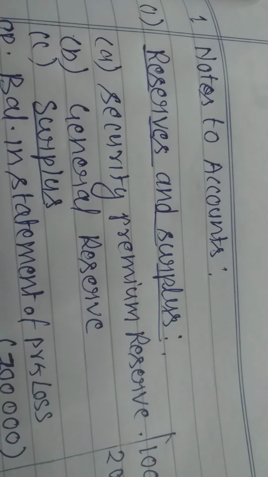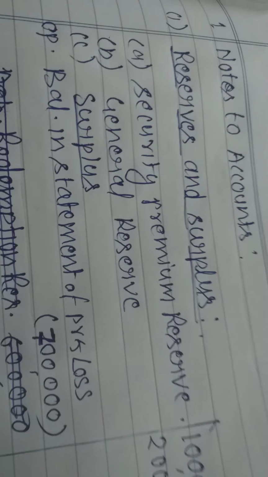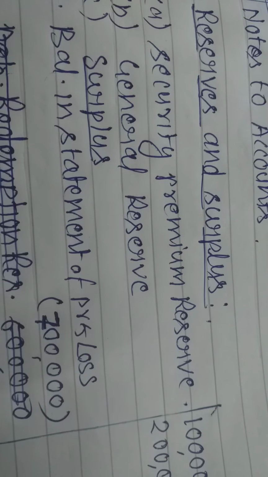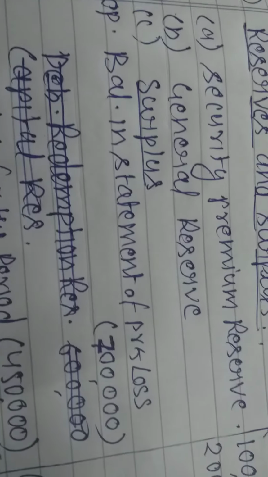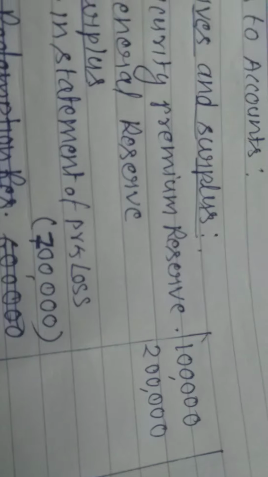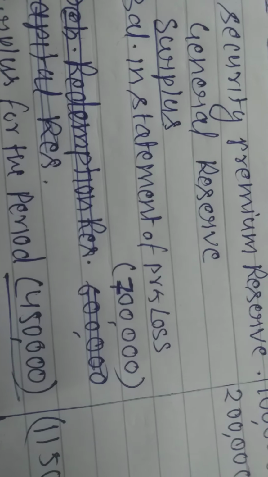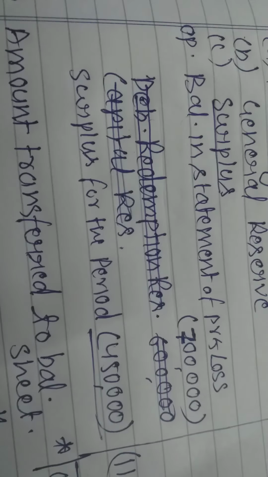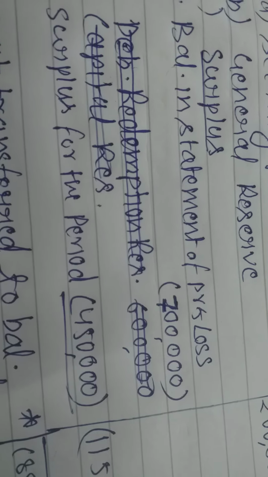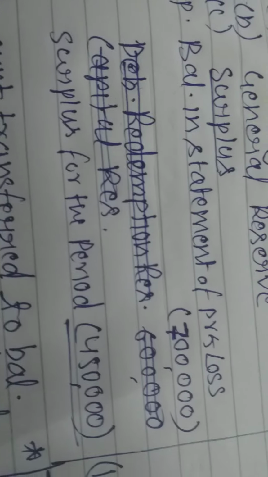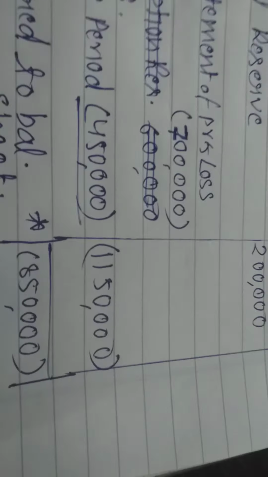The main heading is reserves and surplus. First of all, we will take all the reserves. Security premium reserve, that is given in the question, rupees 1 lakh. General reserve, it is also given in the question, that is rupees 2 lakh. Surplus, opening balance of statement of profit and loss, negative 7 lakh. And surplus for the period, again it is negative, that means loss. So total surplus is 7 lakh plus 4 lakh 50,000, which gives a negative balance of 11 lakh 50,000.